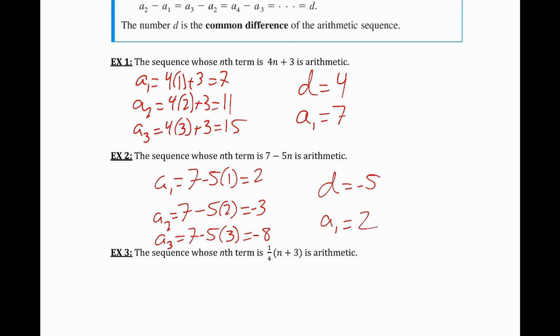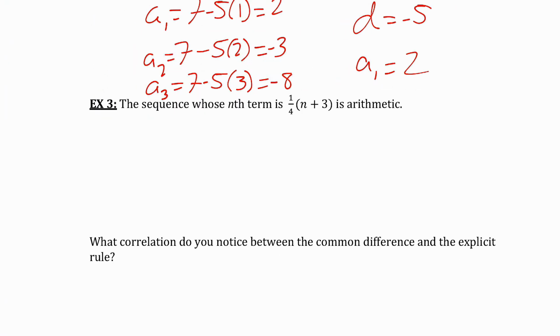Take a moment and try the last one on your own. You can probably already identify the common difference, but also make sure you're identifying what the first term is as well. So pause the video, and we're back.